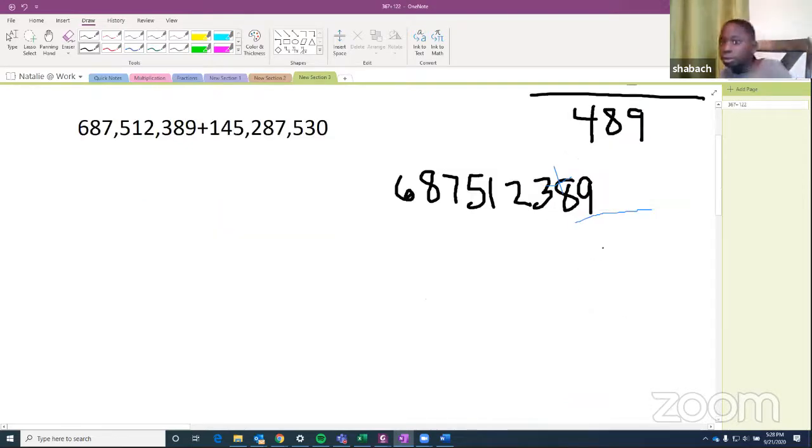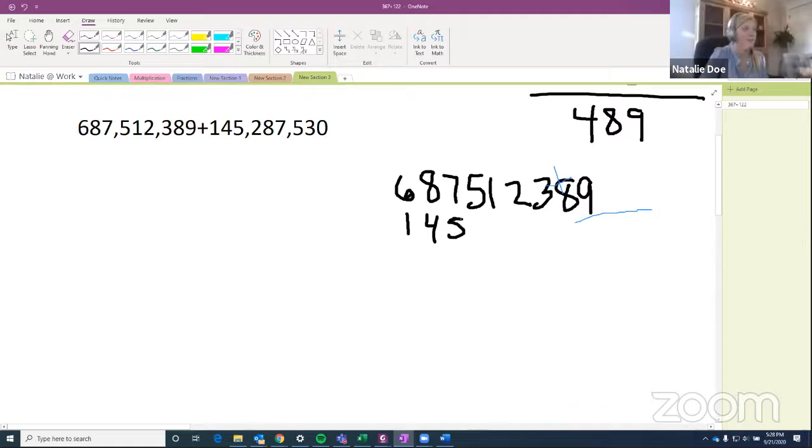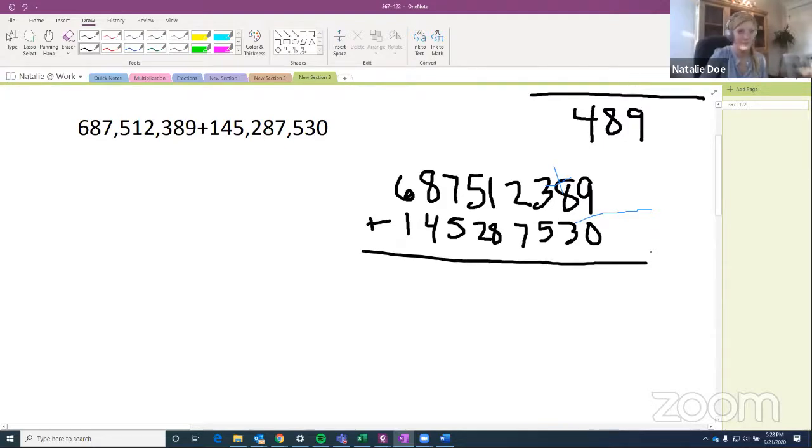All right, same thing. So we're just going to line up these numbers. So 1, 4, 5, 2, 8, 7, 5, 3, 0. Okay, so where do we even start? This is a huge number. How do I add hundreds of millions? Where do I start? Start at the end? Over here? Yes. All right, so let's do that.